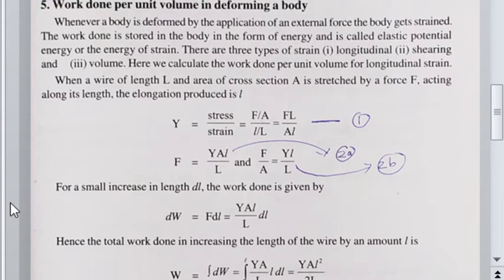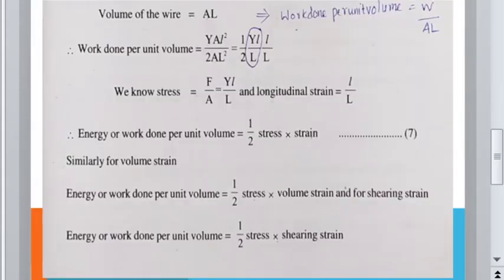Then we have to calculate the work done per unit volume. First, the volume of the wire is area into length, that is AL. So work done per unit volume is equal to the work done divided by AL. We got the answer for work done as YAL square divided by 2L. I am simply dividing this quantity with AL.